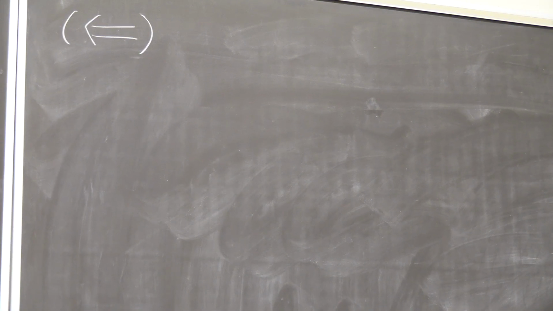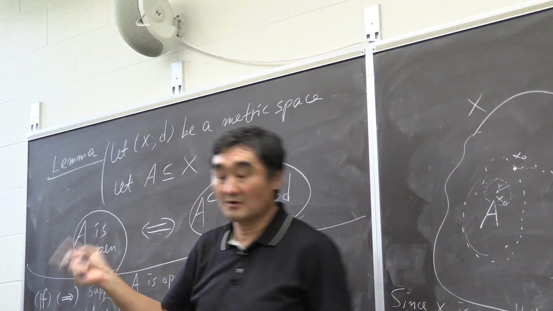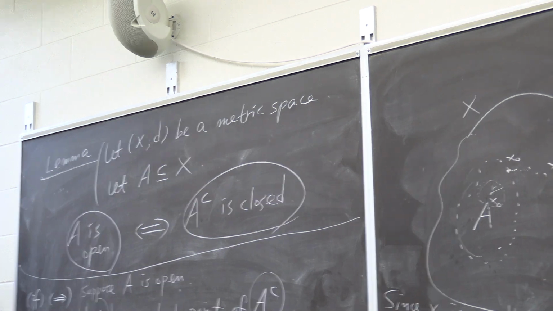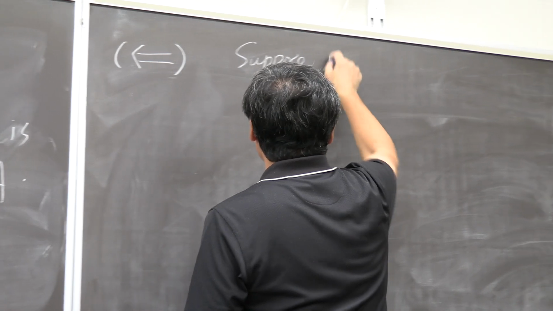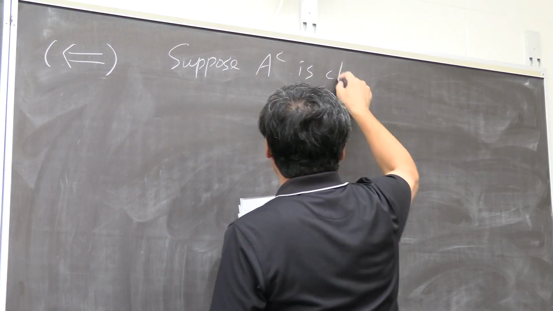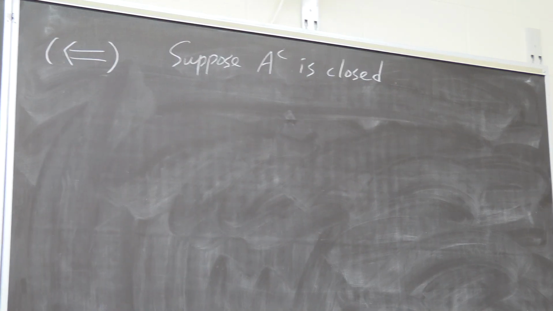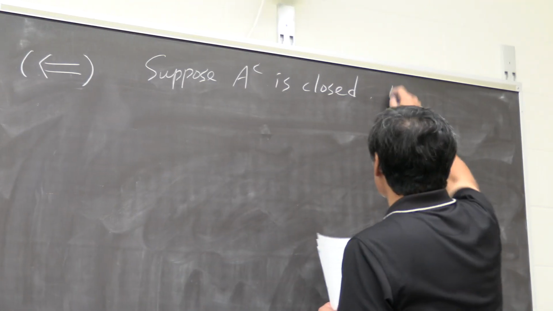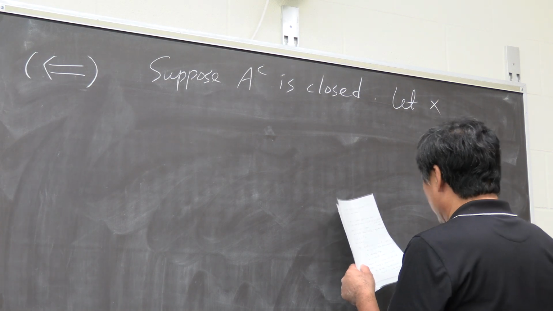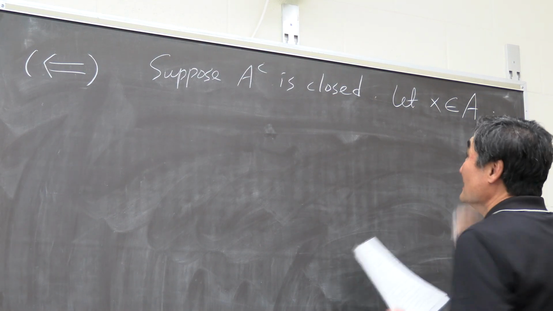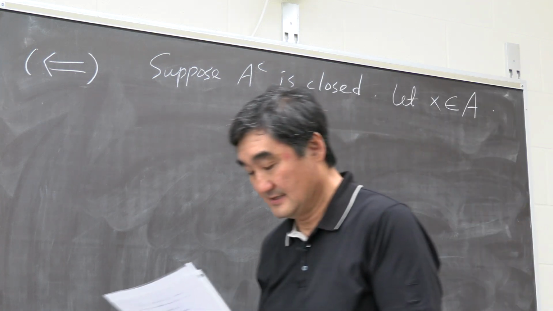We suppose A complement is closed, and then we prove the original set A is open. Suppose A complement is closed, and we show that the original set A is open. For that purpose, let x be an arbitrary point in the subset A.